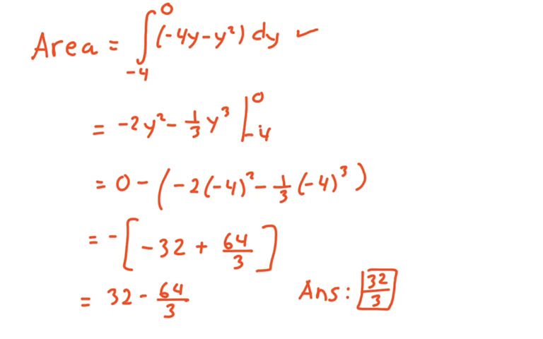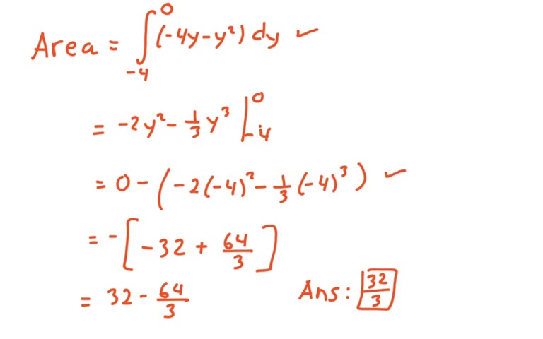So this is negative 2y squared minus 1/3 y to the third, evaluated from negative 4 up to 0. If I replace y with 0, I get 0. If I replace y with negative 4, I get negative 2 times negative 4 squared minus 1/3 times negative 4 cubed. And I have to subtract those quantities. Notice that's on this line.